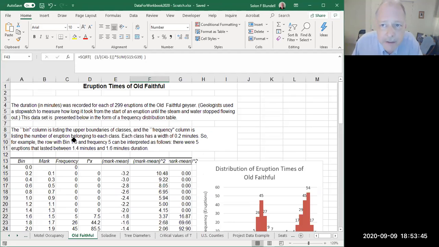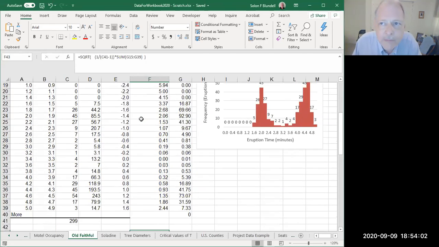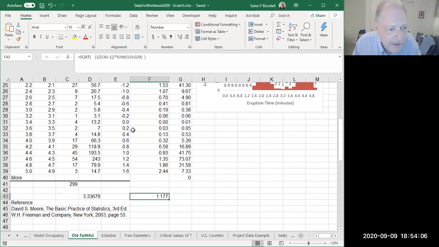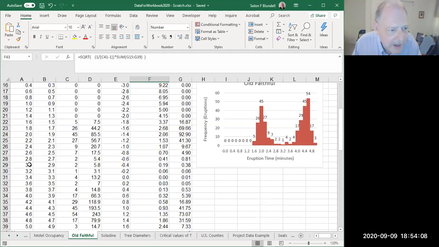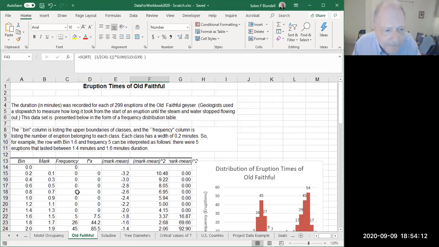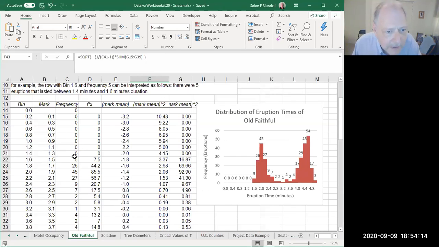So this is about finding some measures of center, mean, median, mode, for a frequency distribution. I'm looking at the eruption times of the Old Faithful geyser. There were 299 eruptions, but we don't have a list of all of them. We don't have the raw data. I've only got about 39 numbers here, not 299 numbers, because what I've got is frequencies.